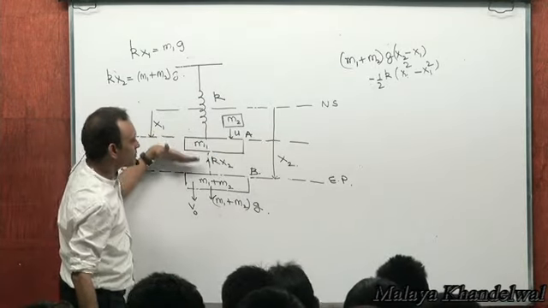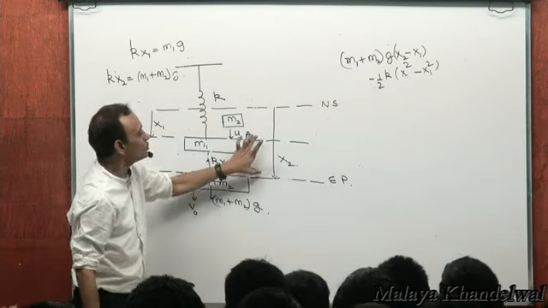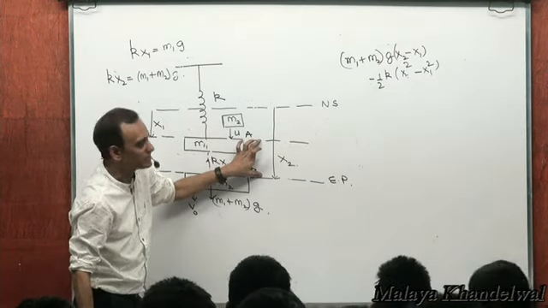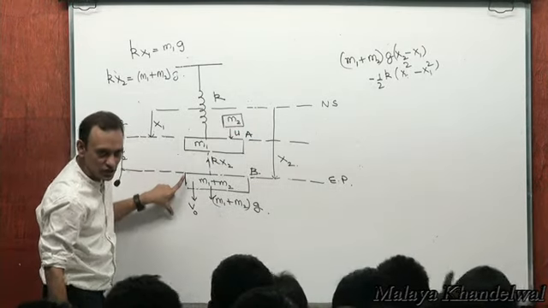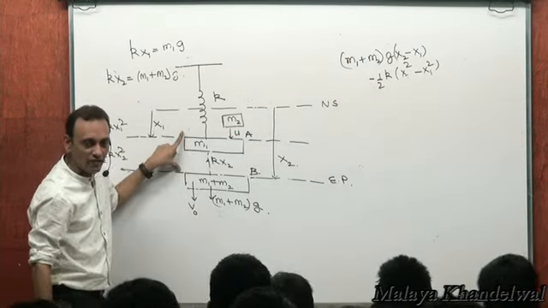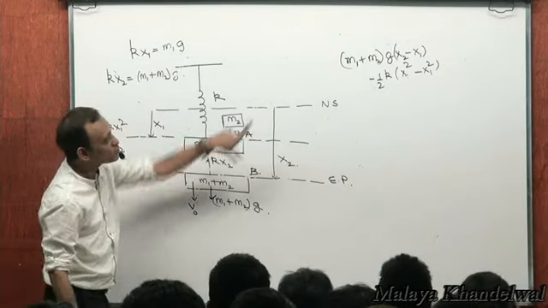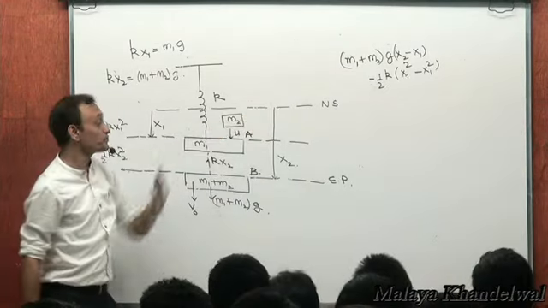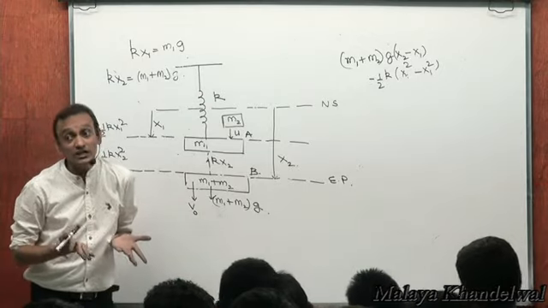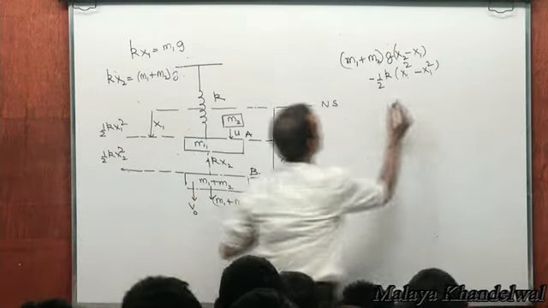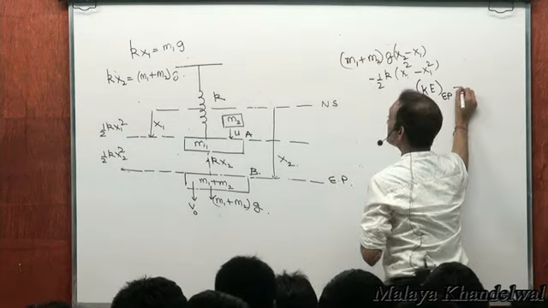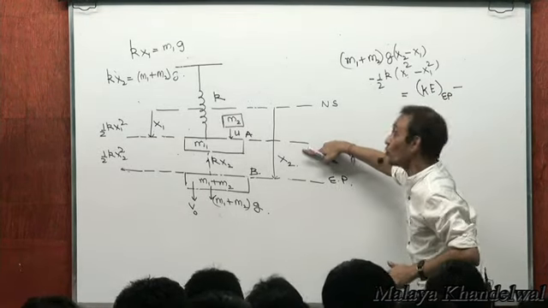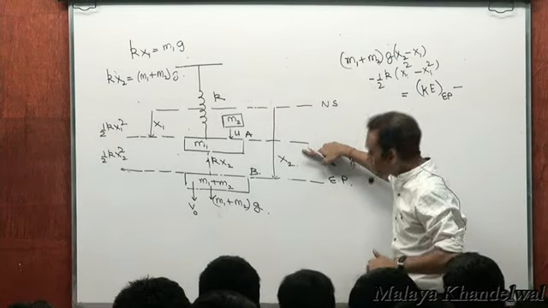So (m1 plus m2)g into this length is the work done by gravity. This length is x2 minus x1. Work done by the spring force is the negative of the change in elastic potential energy, half k x1 squared minus half k x2 squared. So that's this, and that must be the change in kinetic energy. That means kinetic energy at the equilibrium position minus the kinetic energy here. What's the kinetic energy here?